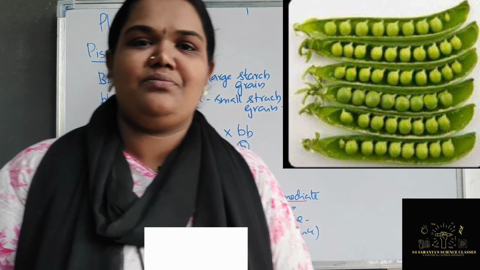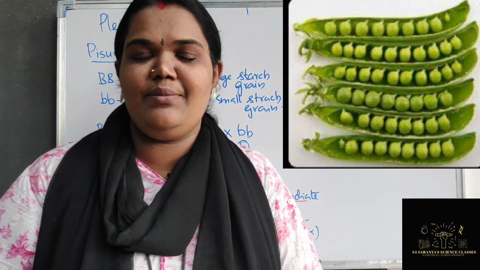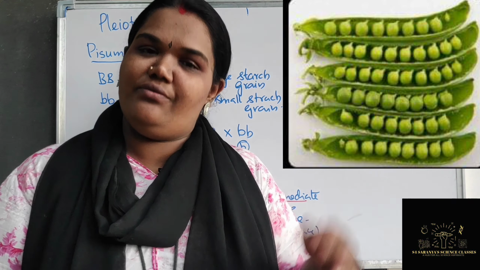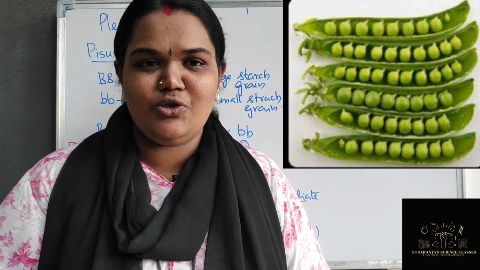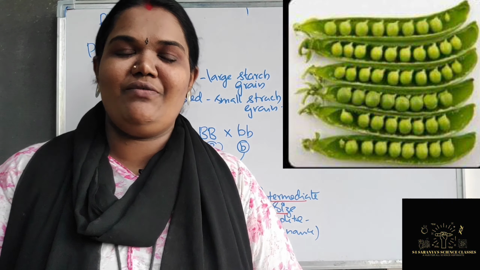Pleiotropy. We have discussed sickle cell anemia and phenylketonuria. We are going to discuss that in detail when we discuss the disorders also. And in the case of Pisum sativum also, we have discussed that.